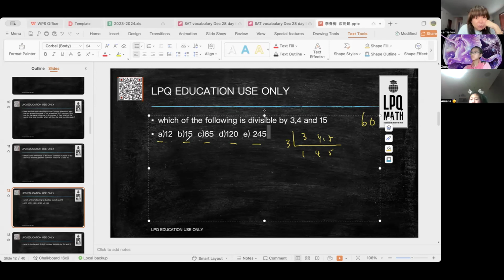By doing this can save you a lot of time, because if you're using 12, of course, I know 15 and 12 is very obvious. 12 cannot be divisible by 15, right? But 65, if you do one by one, it's going to take you a lot of time. But if you take a look at this one, which number can be divisible by 60? Only D. Clear?